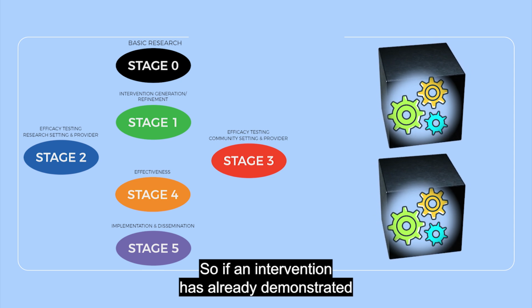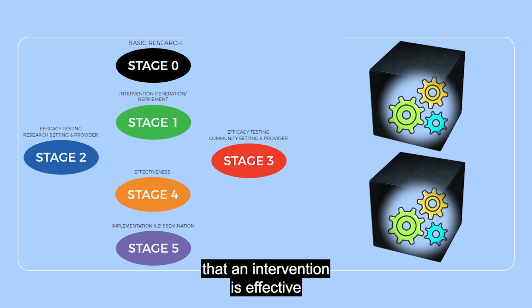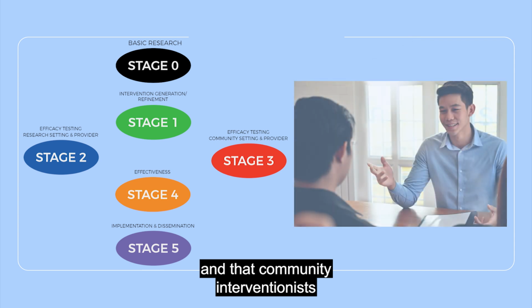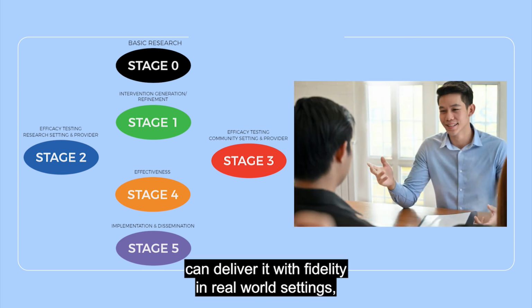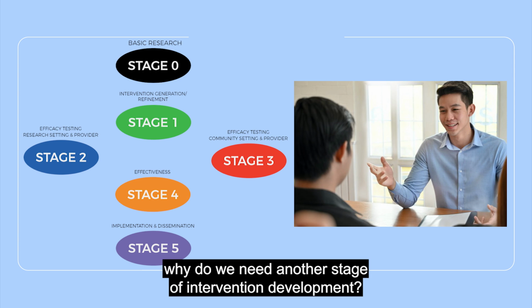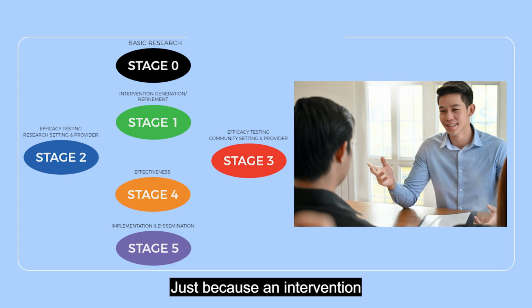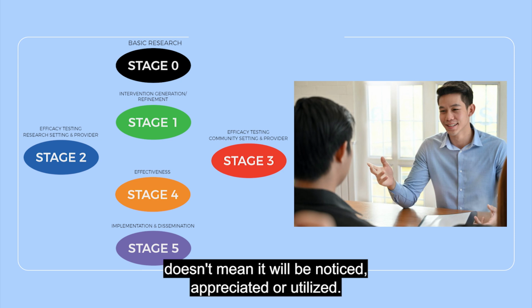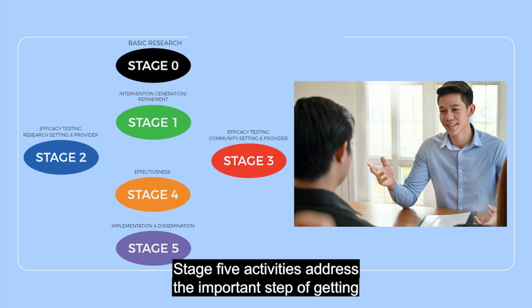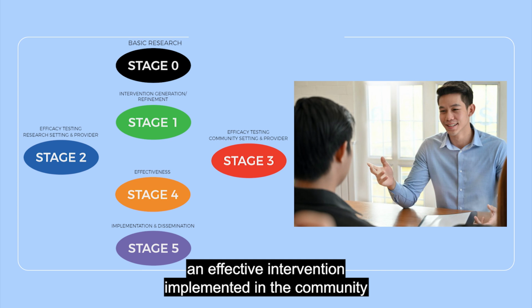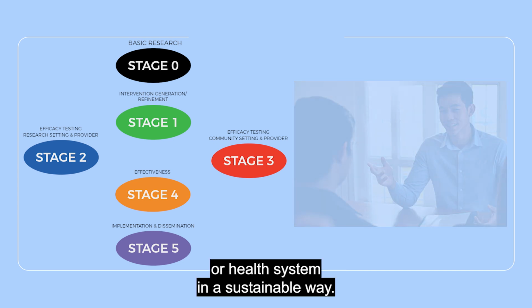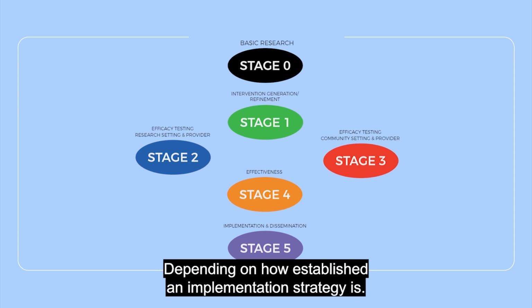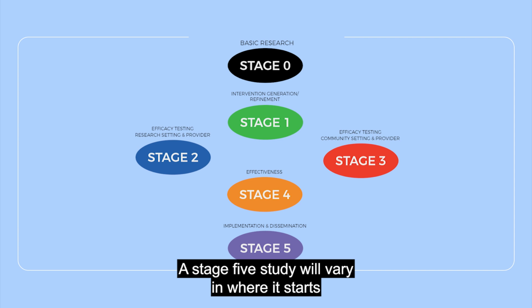So, if an intervention has already demonstrated that it is effective, and that community interventionists can deliver it with fidelity in real-world settings, why do we need another stage of intervention development? Just because an intervention can be delivered within the health system doesn't mean it will be noticed, appreciated, or utilized. Stage 5 activities address the important step of getting an effective intervention implemented in the community or health system in a sustainable way.